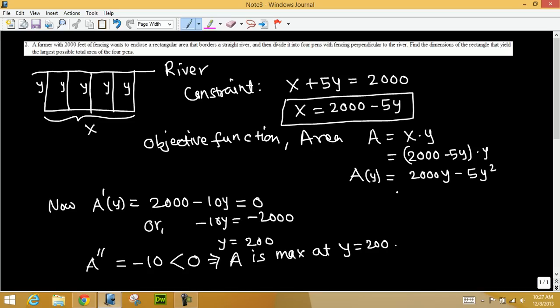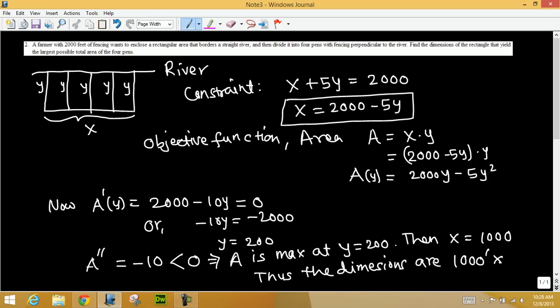And we plug in y equals 200 in the constraint, then we find x. 2,000 minus 5 times 200. 5 times 200 is 1,000. 2,000 minus 1,000 is 1,000. Thus the answer, thus the dimensions are 1,000 feet by 200 feet. Okay, in fact 5 times 200, which is 1,000, is spent on this vertical side, and 1,000 is spent along this horizontal side, and total 2,000. That's why he can maximize the area.